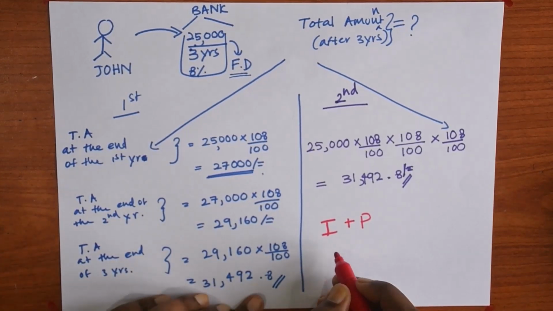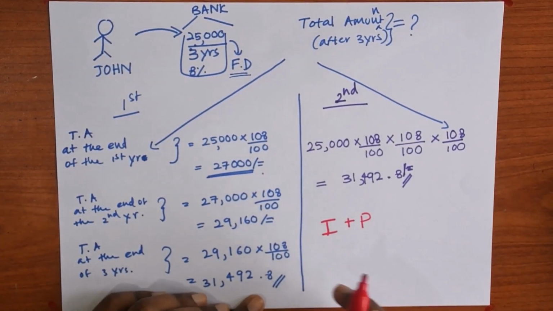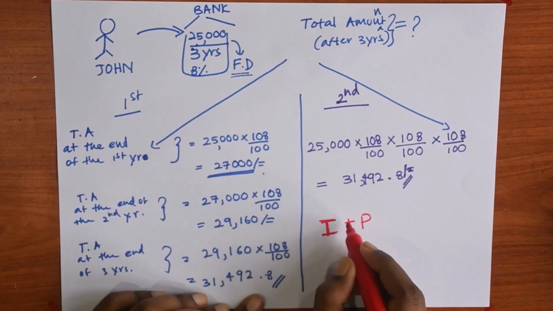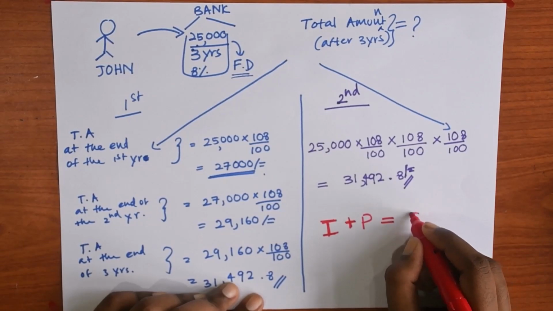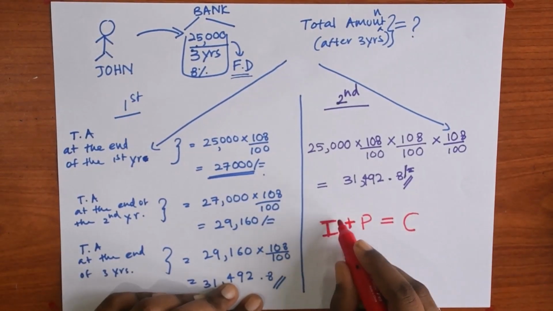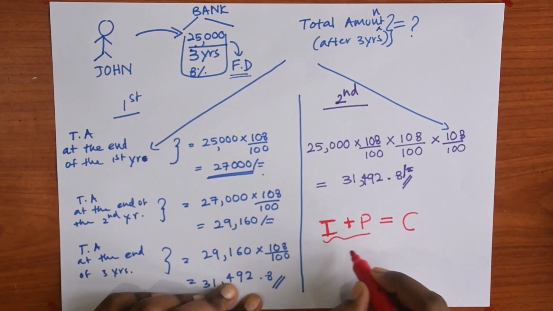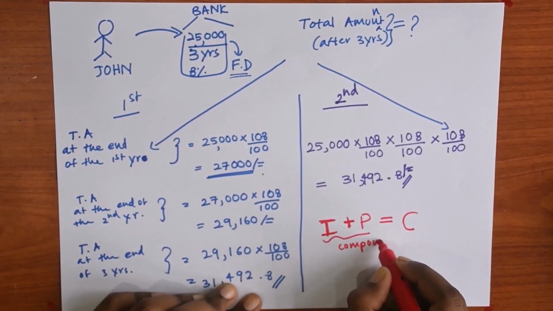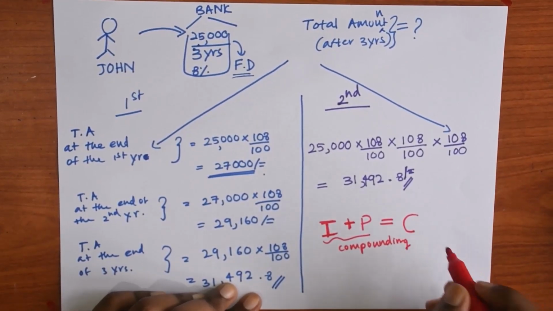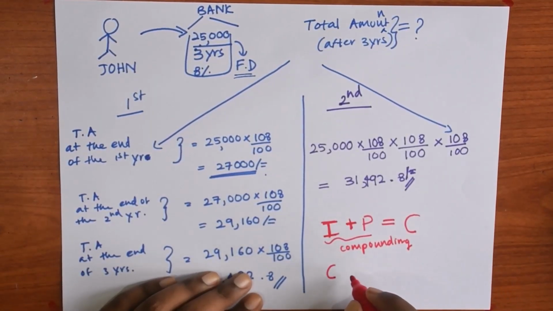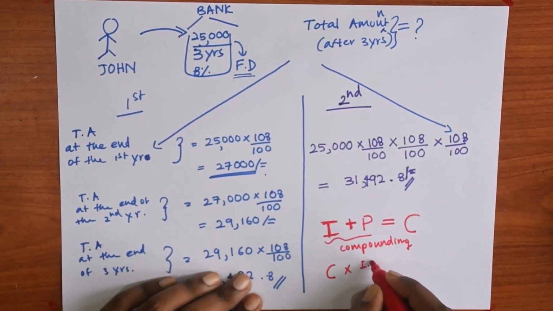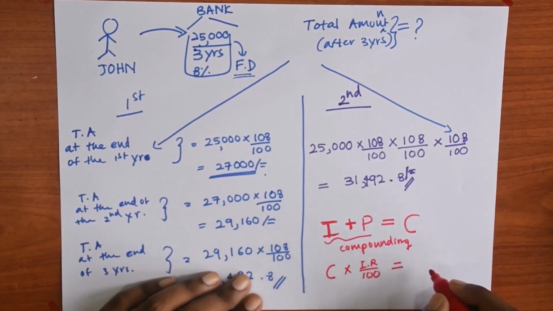So what do we do in the compound interest method? We add the interest to the principal amount. What do we get? The compounded amount. Let's call it C. So addition of interest to the principal amount is known as compounding. And then we calculate the interest on the compounded amount.